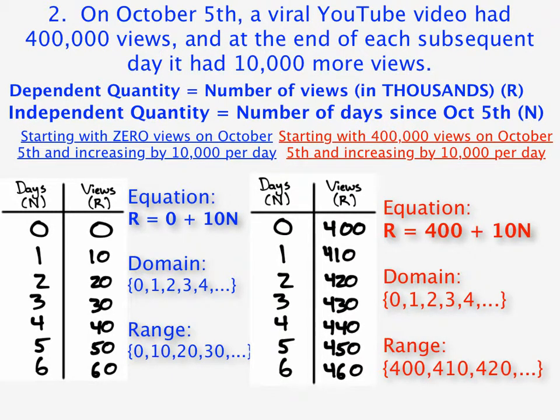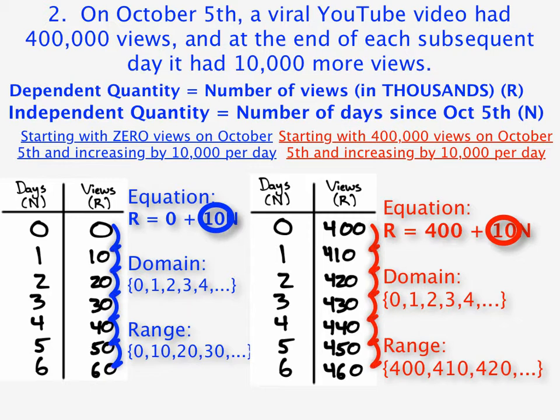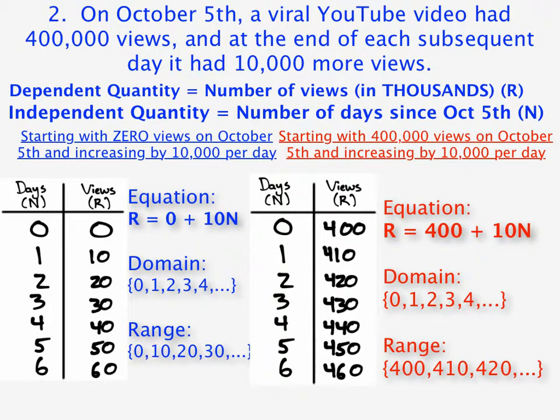Alright, so the difference here is that we're starting with 400,000 views on October 5th. Now note, we're increasing by the exact same amount as before. That's why this 10 remains the same in each of these two equations. Again, I'd like to quickly dissect this second equation that we just came up with. The 400 represents 400,000, which is the starting number of views on October 5th when our independent variable is equal to 0.